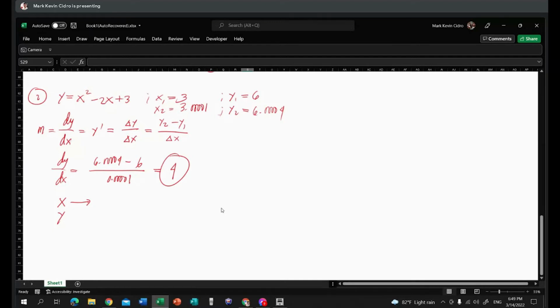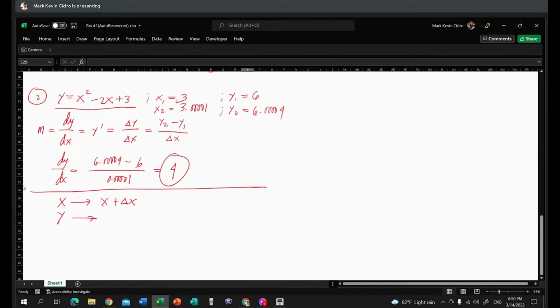And in fact, this is the principle of the delta method, what we call the delta method. Okay, so now I'm solving using the delta method. For the delta method, you change the value of your x to x plus delta x, because there is a change.